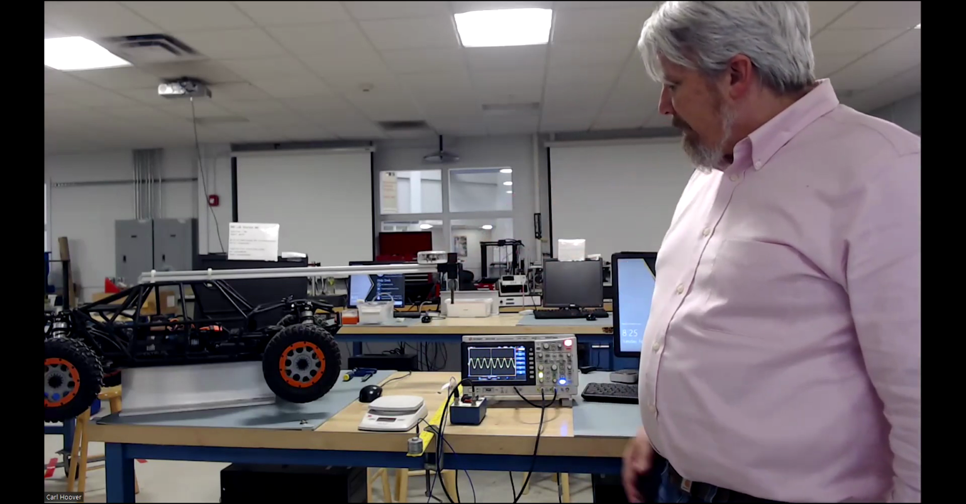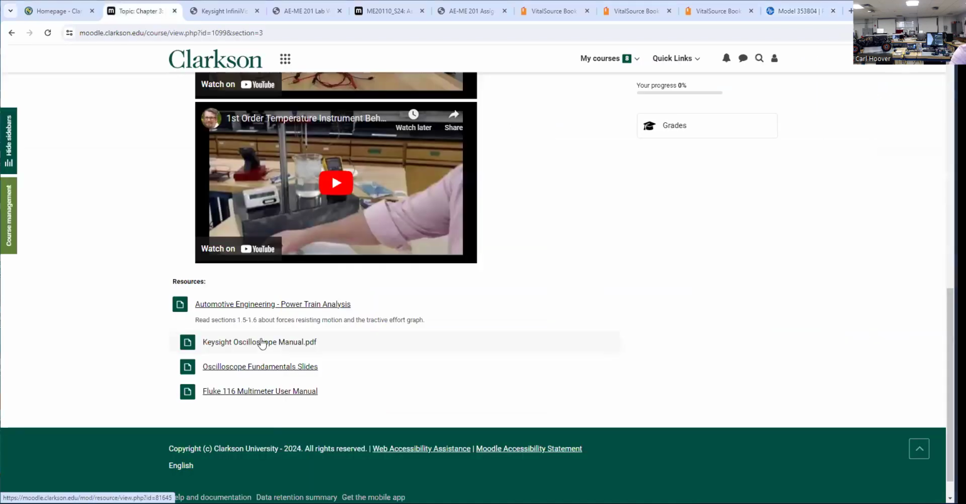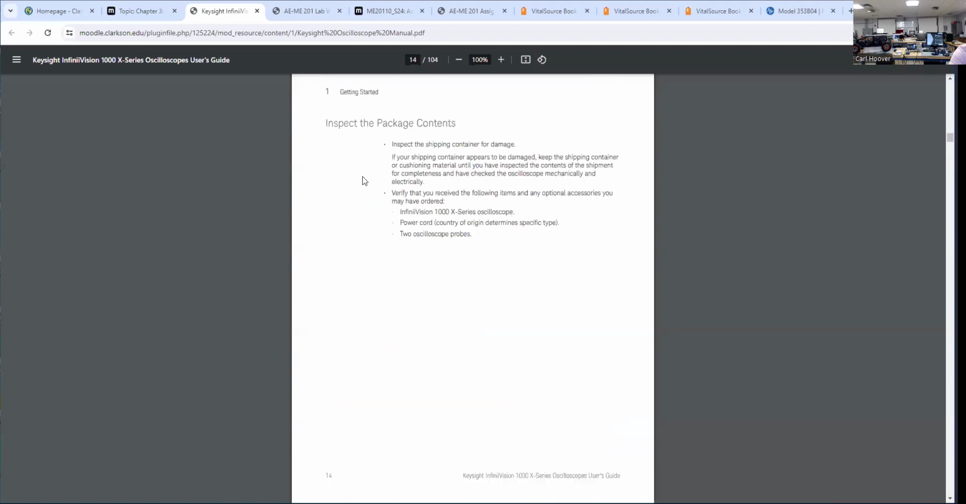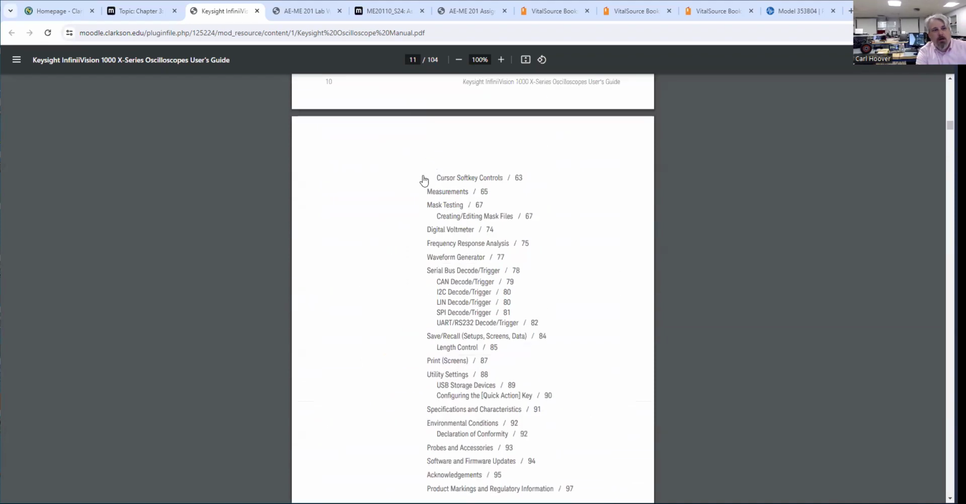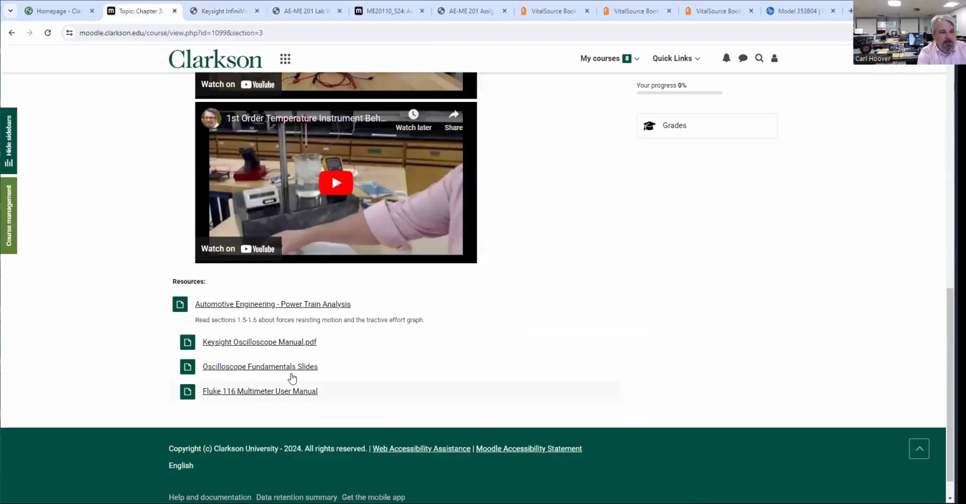So the scope does have a manual, and that's worth taking a look at. We'll share the screen again and go back to that. So you can see through the course website, there's some additional resources here. The oscilloscope manual, which goes over all the background of how to use a scope. And also, let's go back to this slide deck here. Also shows the basics of how to use an oscilloscope, which is a standard laboratory instrument.